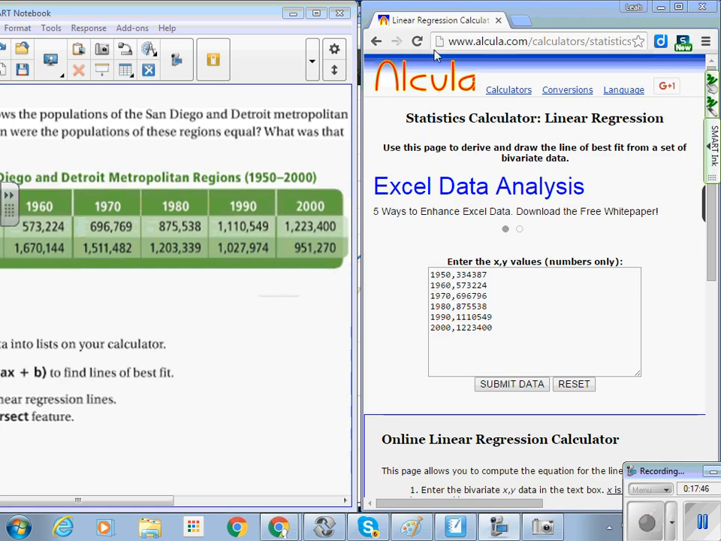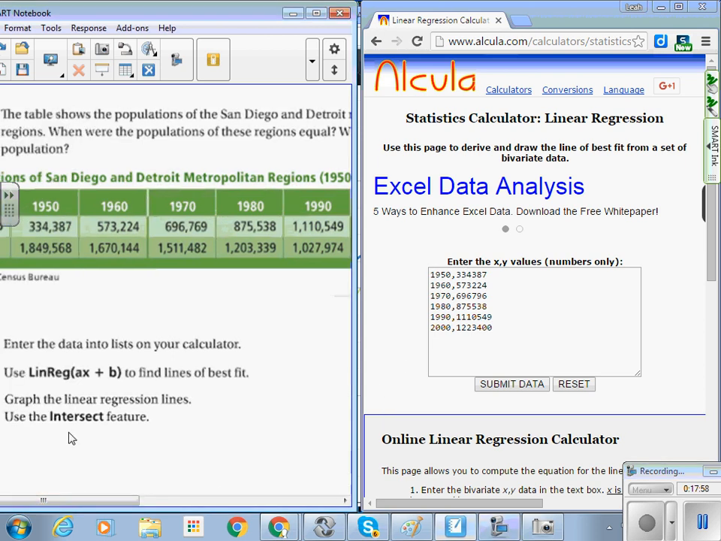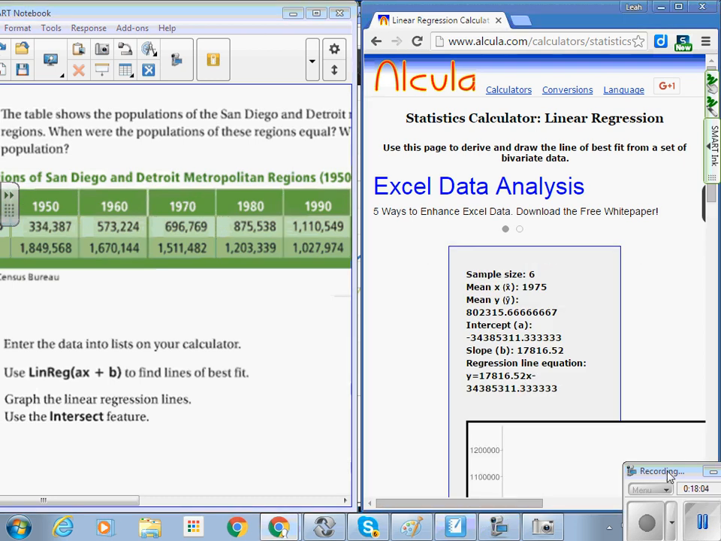I used the Alcula.com statistics calculator. I entered my year and my population. For the calculator, what do you do to enter it? Click your submit data, and then write down the regression line equation.